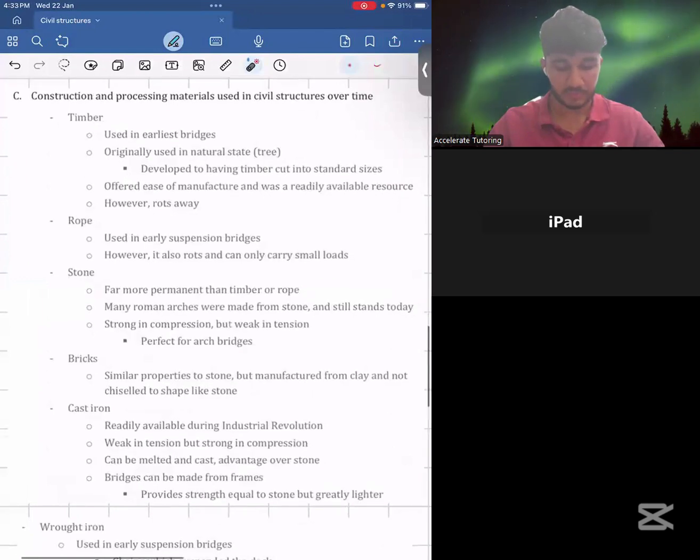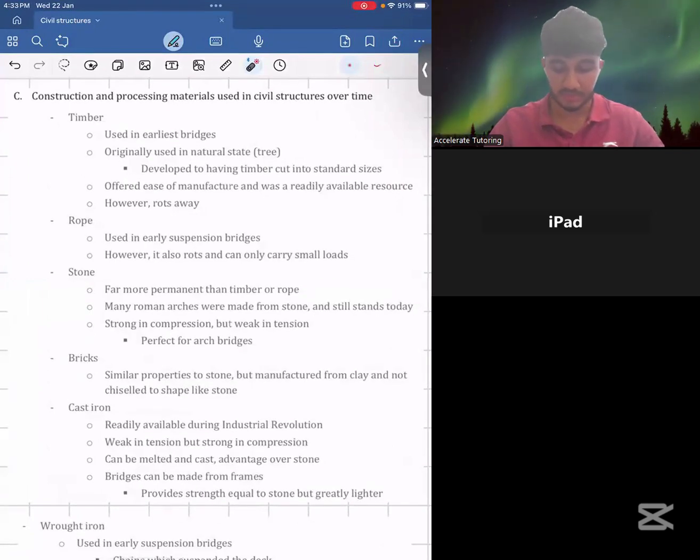The very first one used was timber, used in the earliest bridges, originally used in its natural state, as a tree. So you would just drop a tree down and that could be used to cross a small river. It offered ease of manufacture and was a readily available resource.